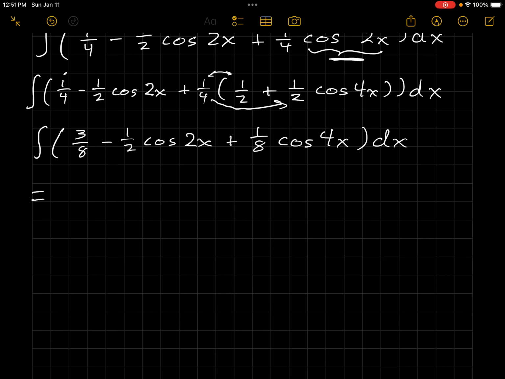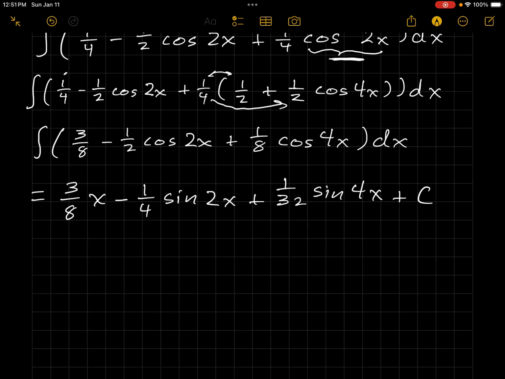So finding the integral with the antiderivatives, we get 3/8 x minus 1/4 the sine of 2x plus 1/32 the sine of 4x plus c, and again, to get this constant here and this constant here, we would be doing u sub on those parts of the integral.